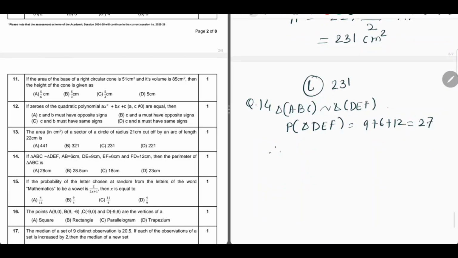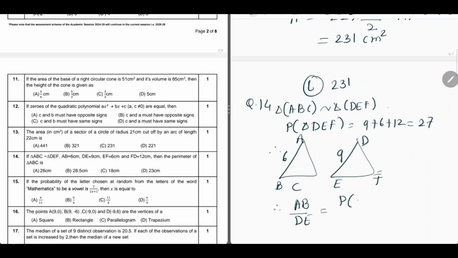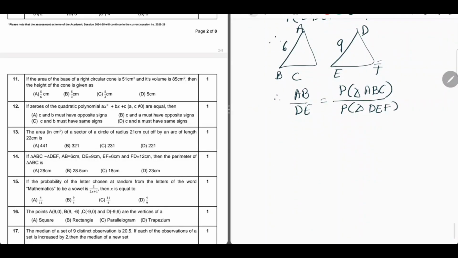Therefore I have the formula. If I just draw the diagram ABC and DEF, I have to find the perimeter of the triangle. I have the ratio AB upon DE is the same as the perimeter of triangle ABC upon the perimeter of triangle DEF. That is a property of similarity of triangles related to perimeter.